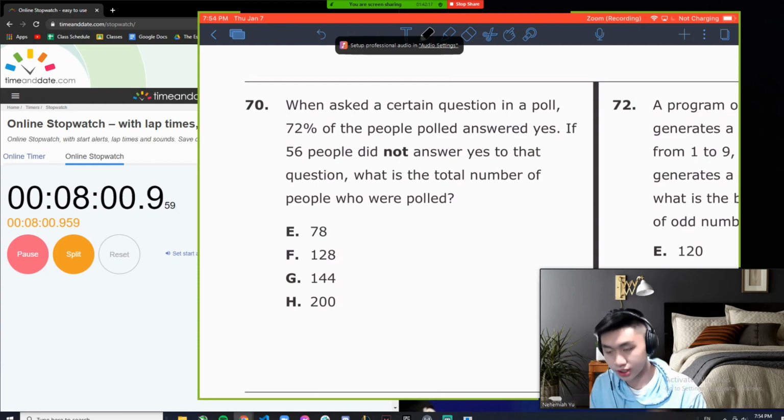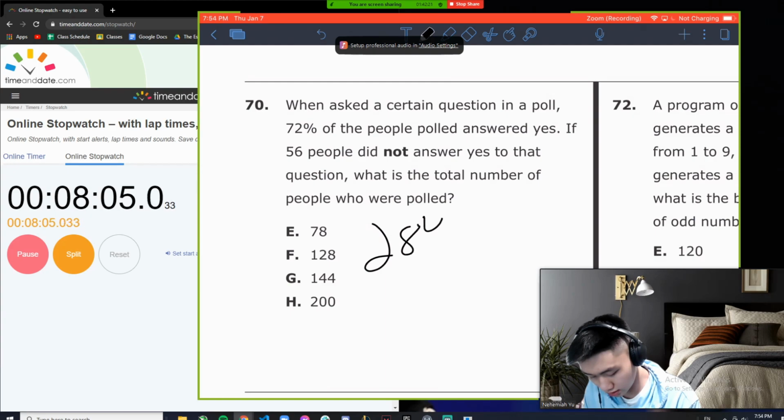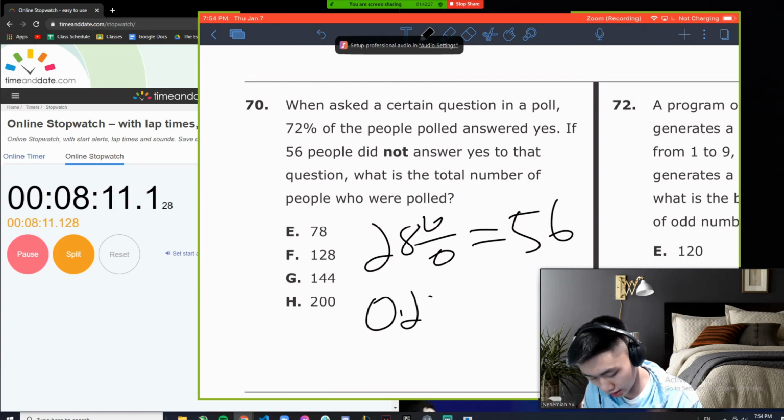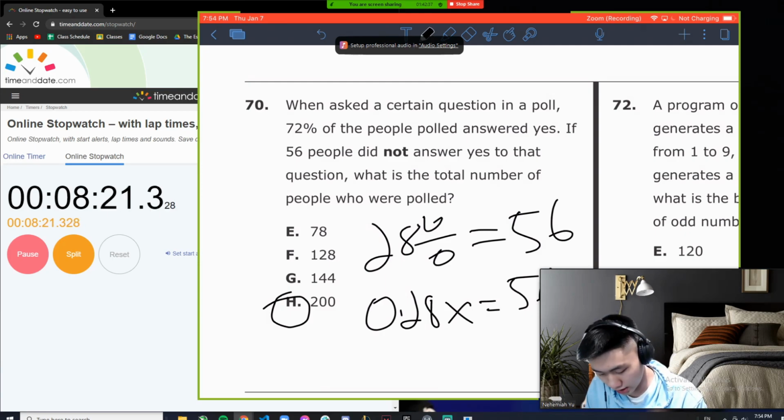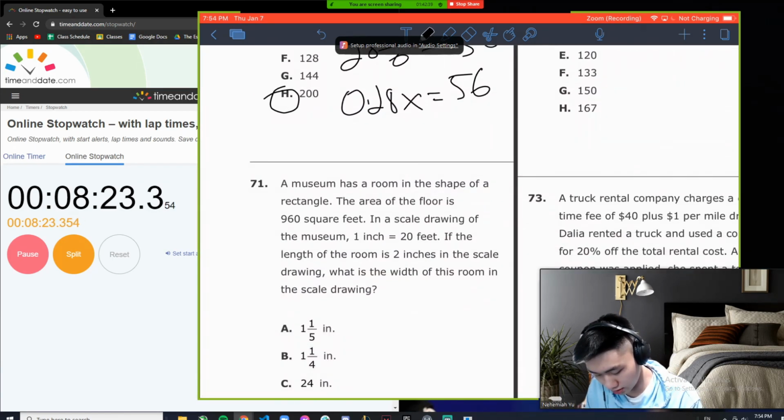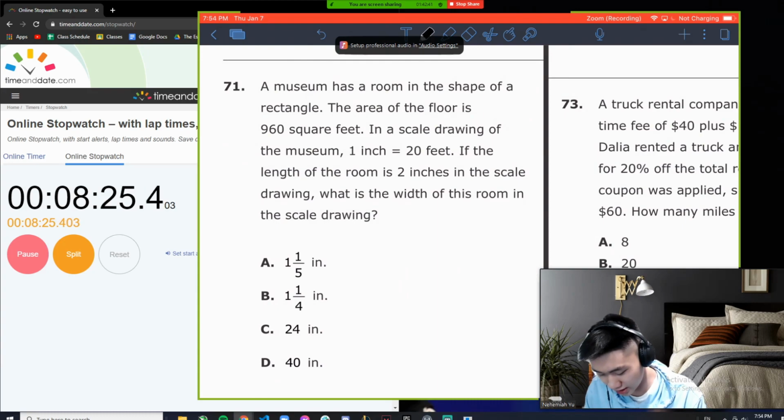Well, if 72% answered yes, then 28% answered no, which is 56. So 0.28x equals 56. This is 200. Are you guys allowed calculators? I don't even know. I didn't use one yet.